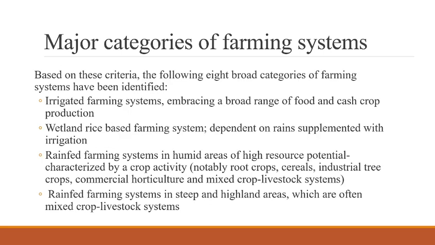Therefore, based on these criteria described, the following 8 broad categories of farming systems have been identified. Irrigated farming systems embracing a broad range of food and cash crop production. We are talking of wetland rice-based farming system, rain-fed farming systems in humid areas of high resource potential characterized by a crop activity, notably root crops, cereals, industrial tree crops, commercial horticulture, and mixed crop livestock systems. We are also talking of rain-fed farming systems in steppe and highland areas, which are often mixed crop livestock systems.